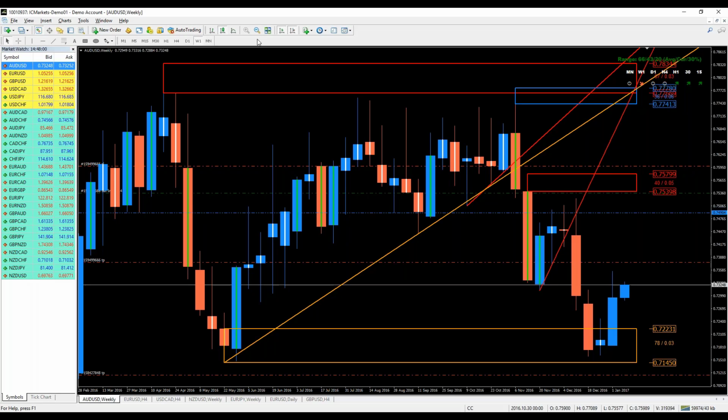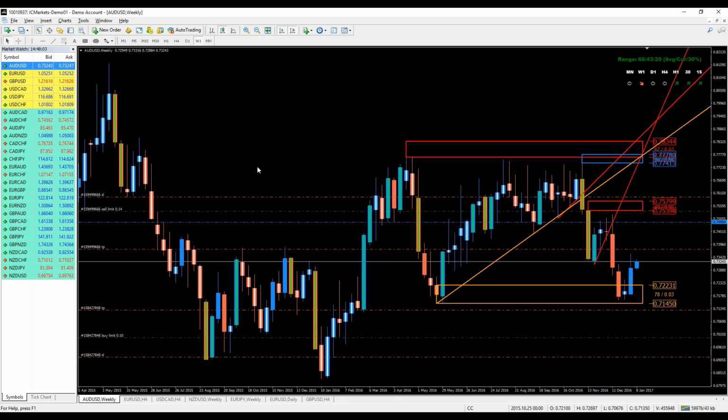We took shorts up here on this account, but for the time being, you can see that we are moving back to this area of demand that has been tested once in the past. So first test, this is the second test.